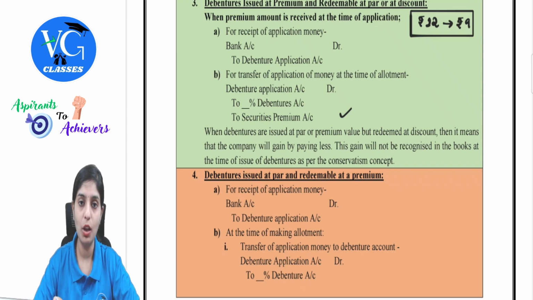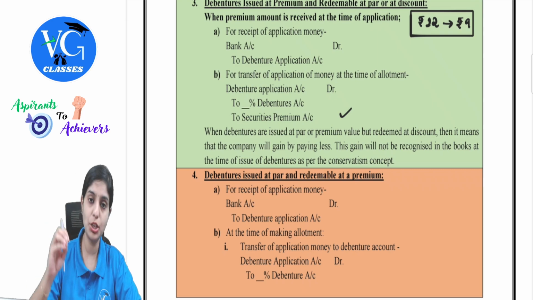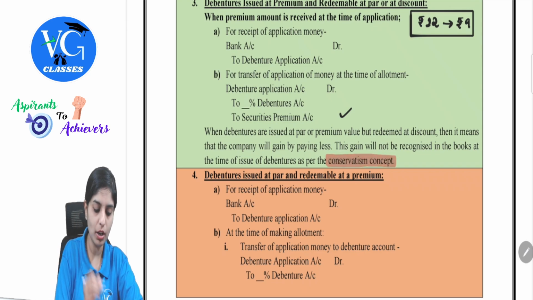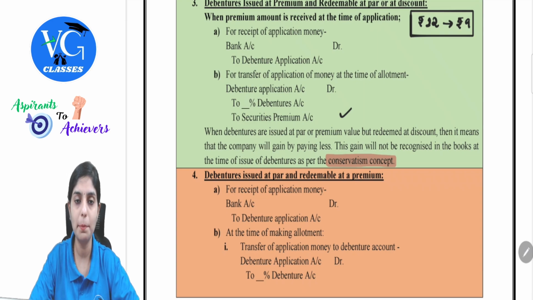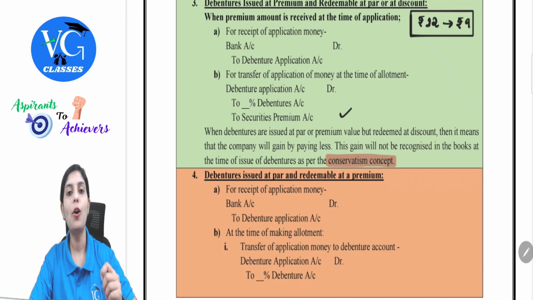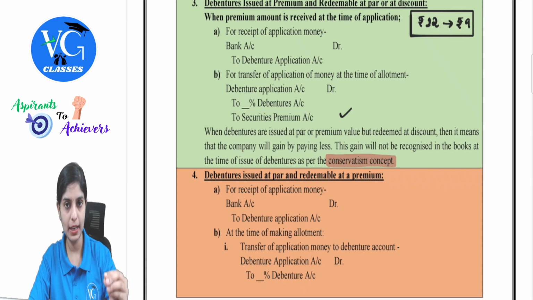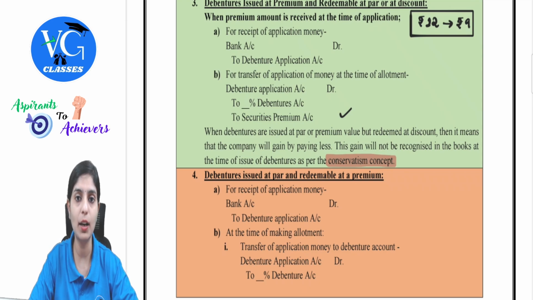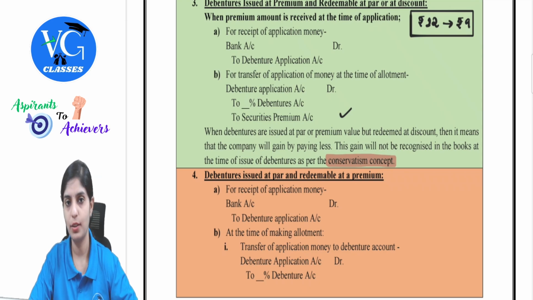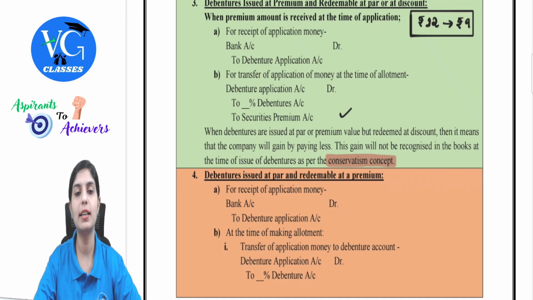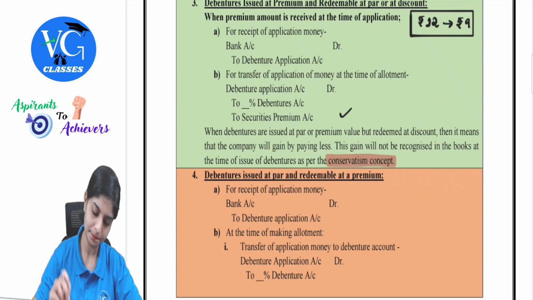This gain will not be recognized in the books at the time of issue of debentures as per the conservatism concept. Remember accounting concepts. What does the conservatism concept prescribe? Provide for all possible losses but not for all probable gains. So you are expecting there could be a gain if the redemption happens at discount, but this is a probable gain. You will not record this even though you are aware that it is at discount, because of the relevance of the conservatism concept. I hope these points are clear till here.